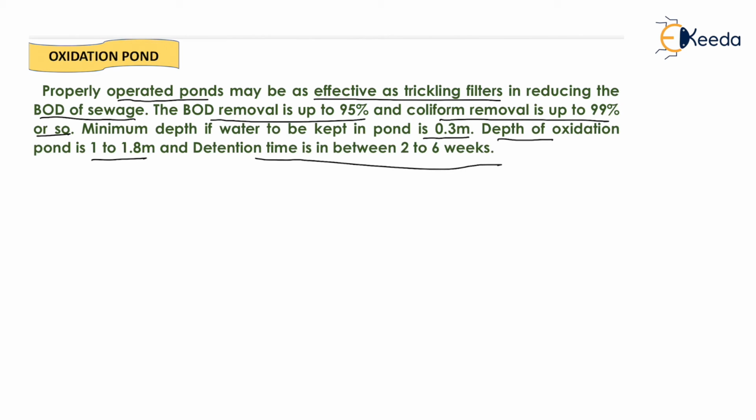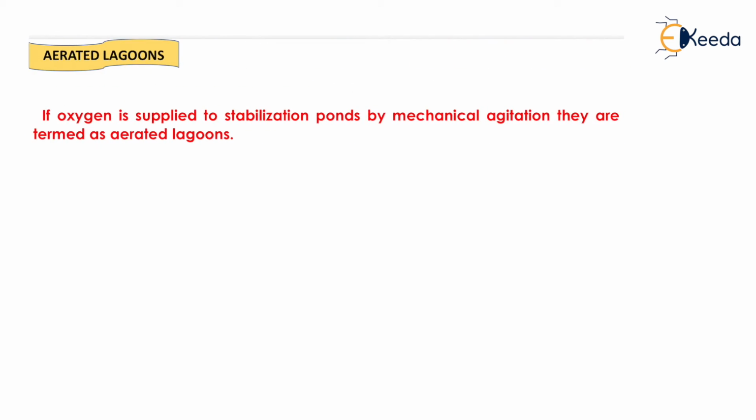Now we can move to the aerated lagoons. In an oxidation pond, the oxygen is supplied by natural means, that is the combination of algae and sunlight. But if we provide oxygen by mechanical agitation in that stabilization pond or oxidation pond, then that pond is known as an aerated lagoon. So if oxygen is supplied to the stabilization pond by mechanical agitation, they are termed aerated lagoons. Clear to all?